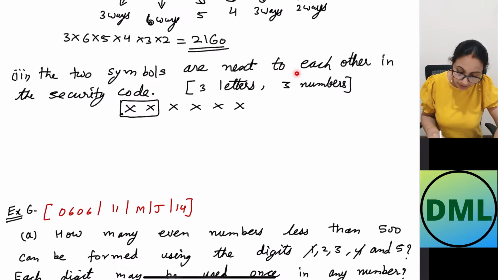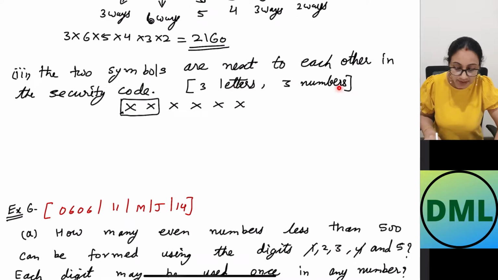The two symbols are next to each other in the security code. Now he says that the two symbols are together, so I made them in a box. Rest we have 4 places available with us, and 3 letters and 3 numbers are available with us. That means there are a total of 6 characters available, and I have to fill 4 places.